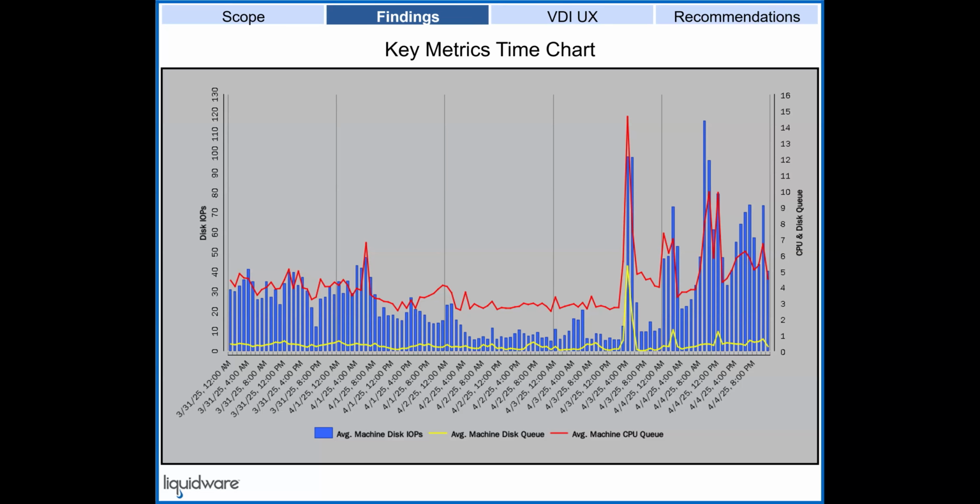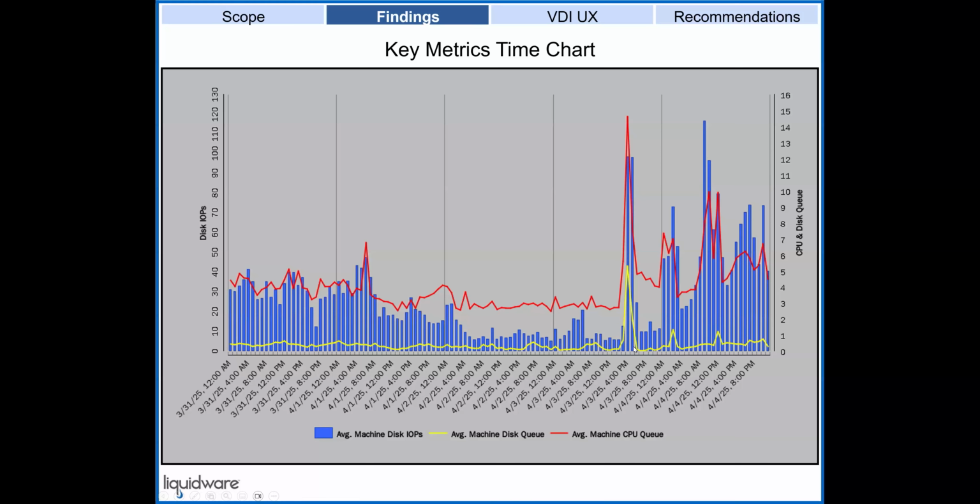And to give you a frame of reference, what your queue is supposed to be is, how many cores do you have? If you have a 4-core machine, your queue is supposed to be 4. If you have an 8-core machine, it's supposed to be 8. Now, I don't have any 16-core machines in my environment, so this giant spike at 4 p.m. up to 15 says my CPUs were crazy busy. Same thing with disk queue.